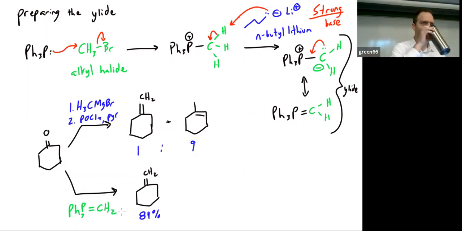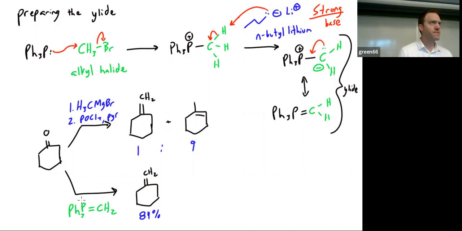No, so what I'm showing is the Wittig has already been formed. Up here, I was preparing the ylide. Once you have the ylide, then you can add it in.